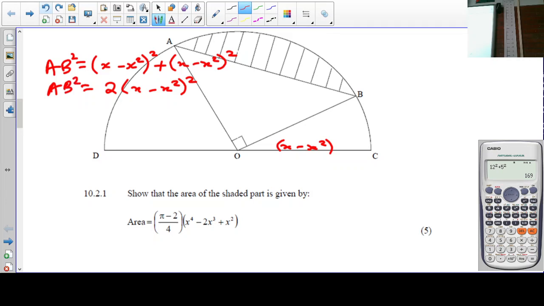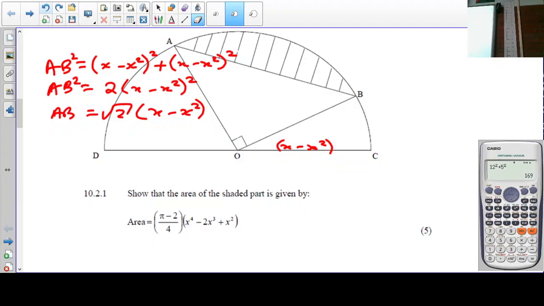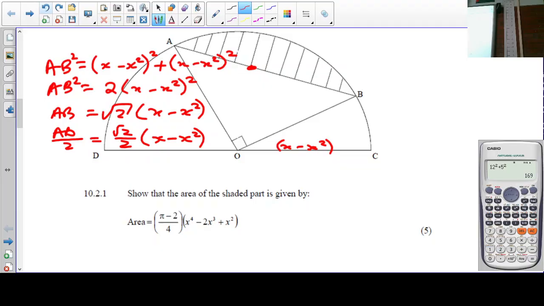The square root thereof would be root 2 into x minus x. No, without the square. I took the square root of both sides. So the length of this line AB is that, but we want the radius of it. No? Is that what you're saying? So you're going to get AB, so the radius. So I divide by 2. It's going to be root 2 over 2, x minus x all squared.